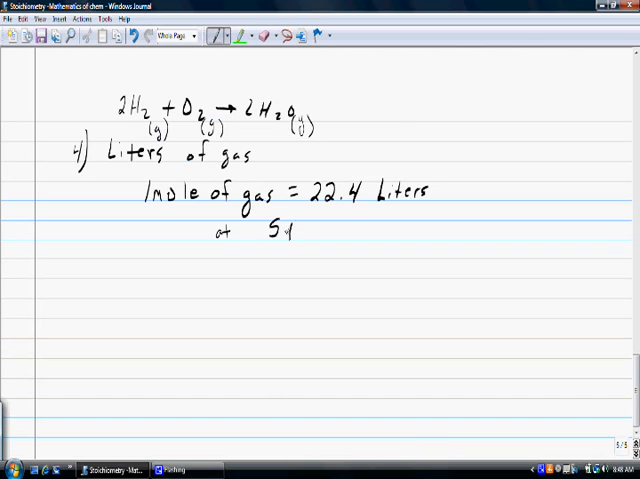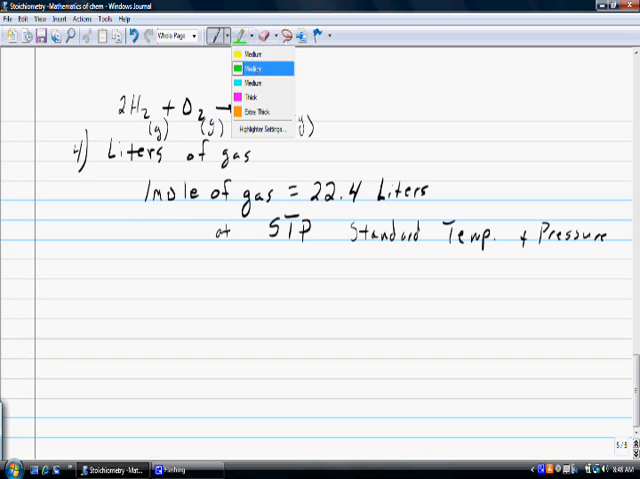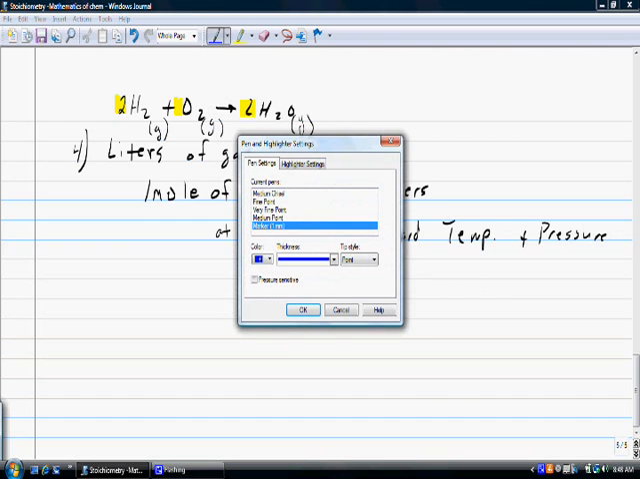Let me make that a capital T. STP stands for standard temperature and pressure. With that, if I were to interpret this reaction in terms of 2 moles, 1 mole, 2 moles, just want to put my coefficient 1 in here. 2 moles, 1 mole, 2 moles.